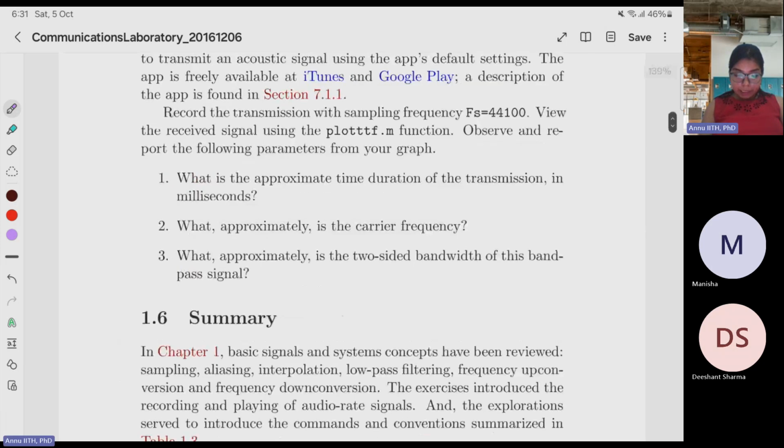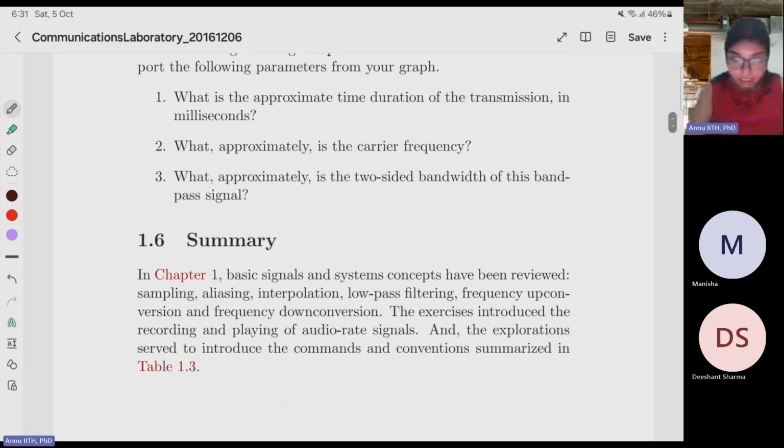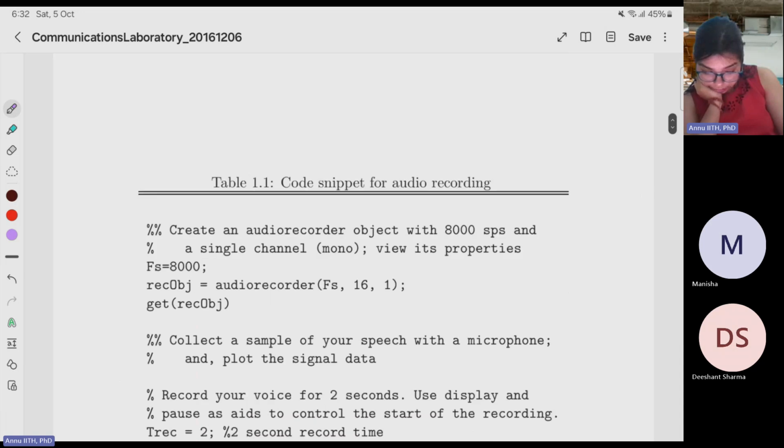So basically, in this chapter, what we saw is that basic signals and systems concepts have been reviewed: sampling, aliasing, and interpolation, low pass filtering, frequency up conversion, frequency down conversion, and exercises include the recording and playing of audio signals. We'll go to the next.